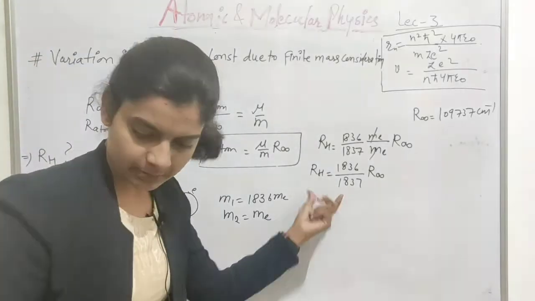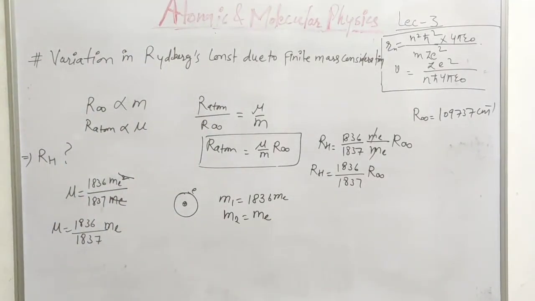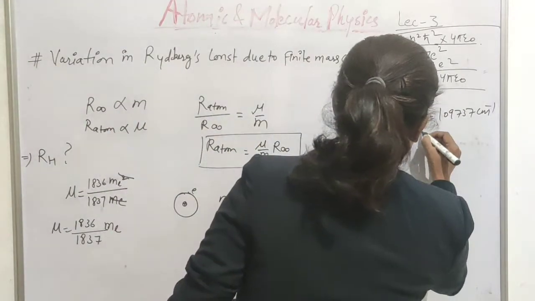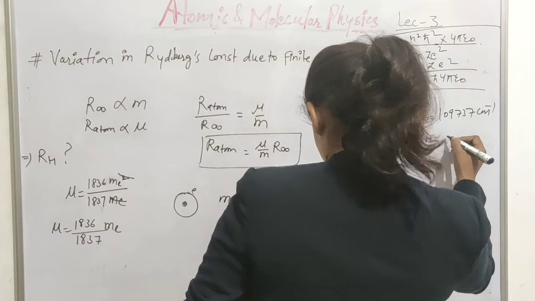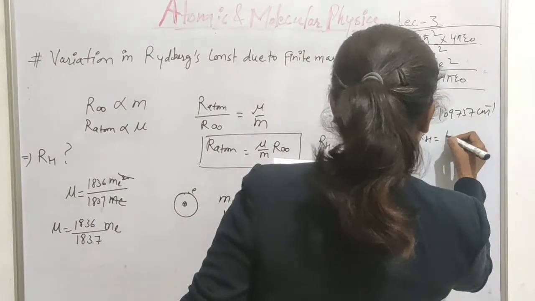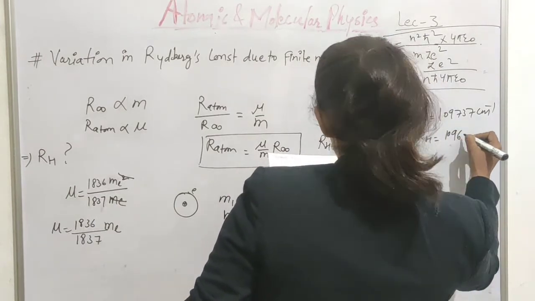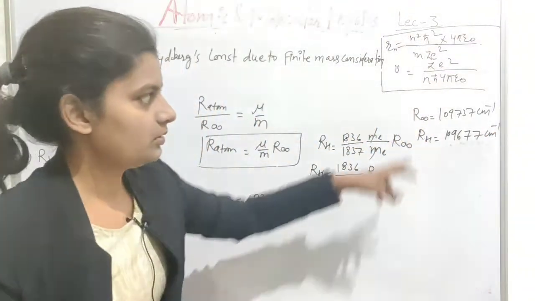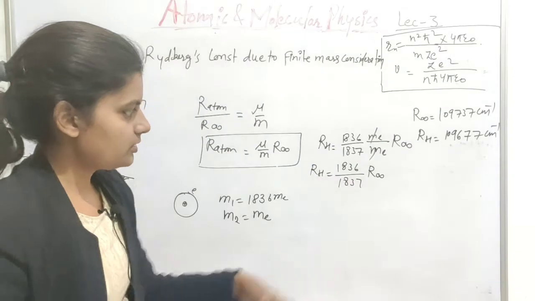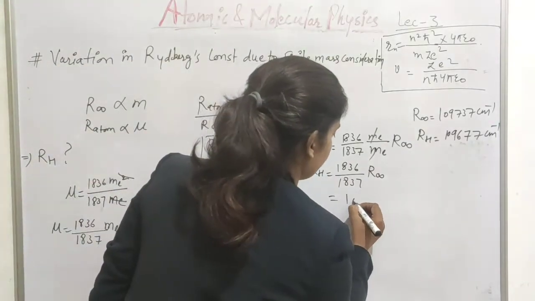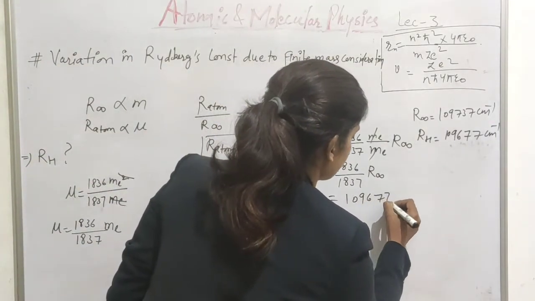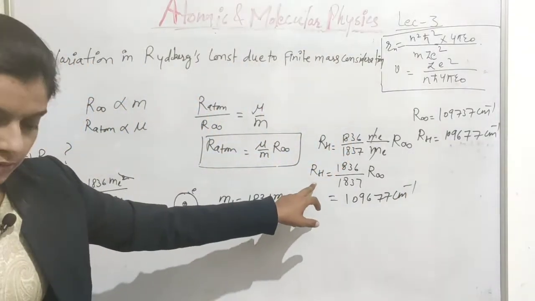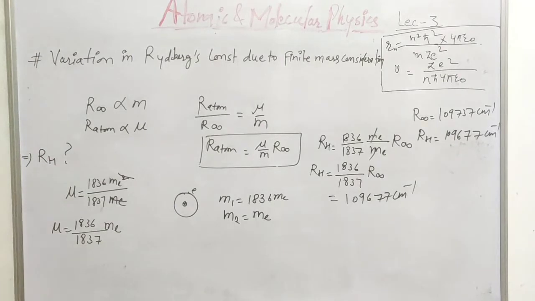Let me write the value for RH. The value for RH comes out to be 109677 centimeter inverse, less than R infinity. On solving this equation, we have 109677 centimeter inverse. So this is the value of Rydberg constant for hydrogen atom.